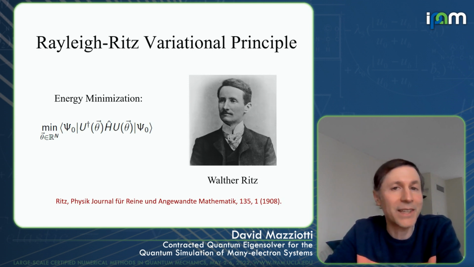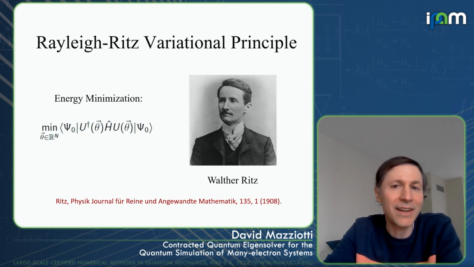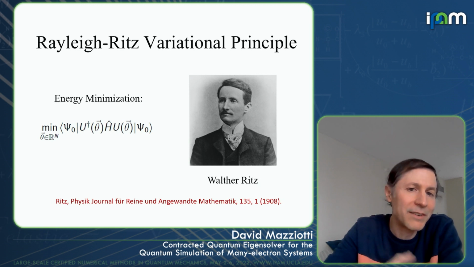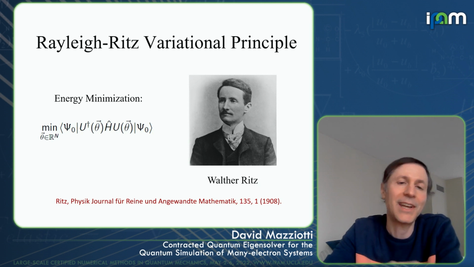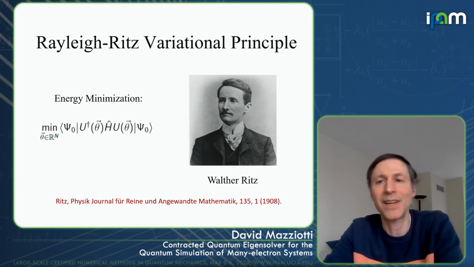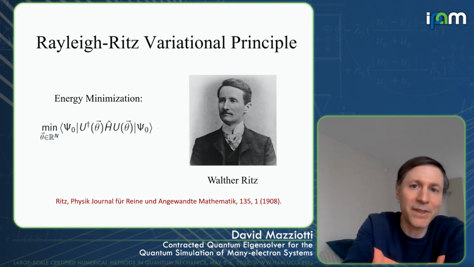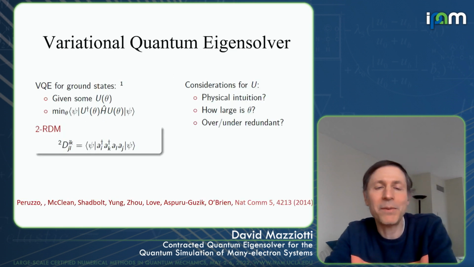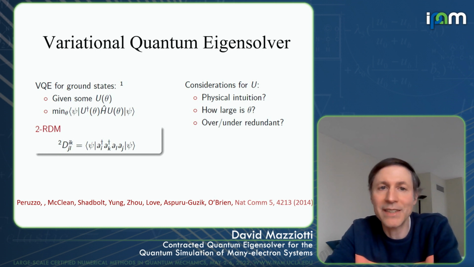But it really just goes back to the Rayleigh-Ritz variational principle developed by Rayleigh and Ritz. So here we see Walter Ritz pictured in this photograph from the early 1900s. Ritz wrote a paper in 1908 where he recognized that one could perform a unitary transformation of a wave function and then use the parameters in the unitary transformation to perform an energy minimization. And of course, we know that this is going to be an upper bound to the ground state energy by the variational principle. So on a quantum computer, the Rayleigh-Ritz variational principle is given the name variational quantum eigensolver.